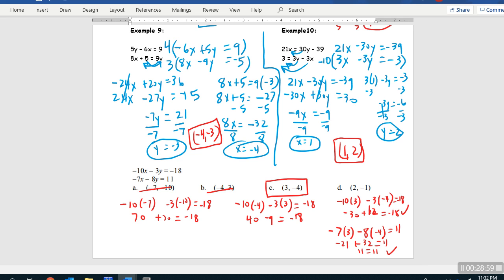So just want to make sure you knew plugging in answers you were given in and checking is also a valid method for solving a system on a multiple choice test. All right.